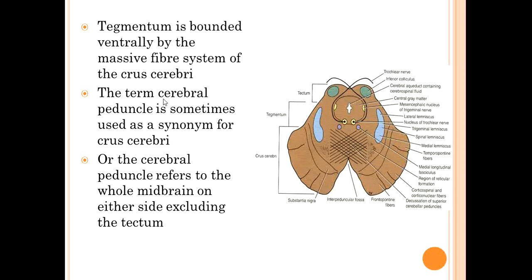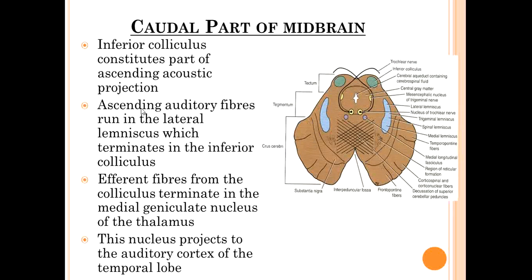And what is the cerebral peduncle? Remember, cerebral peduncle, not cerebellar peduncle. The cerebral peduncle consists of the tegmentum and crus cerebri. Combined, the tegmentum and crus cerebri are known as the cerebral peduncle. Now, the caudal part of the midbrain.